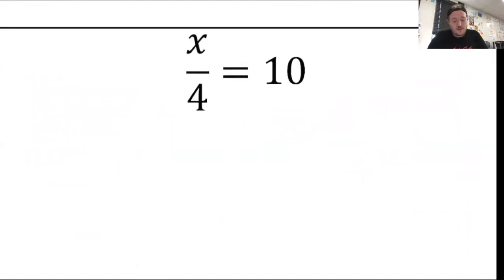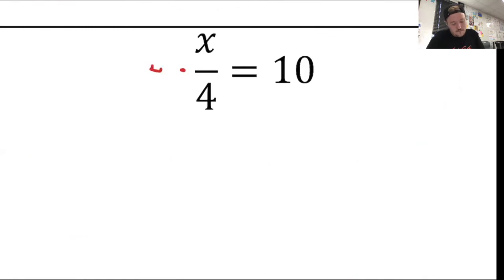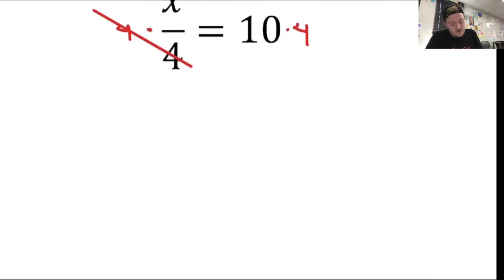Okay, this next one. We have x over 4 equals 10. Whenever you see something written like this, it is the same as division. So I am doing x divided by 4. The opposite of division is multiply, so multiply both sides by 4. The 4 over 4 simplifies. So all you're left with on the left side is x equals 10 times 4, which gives you x equals 40.